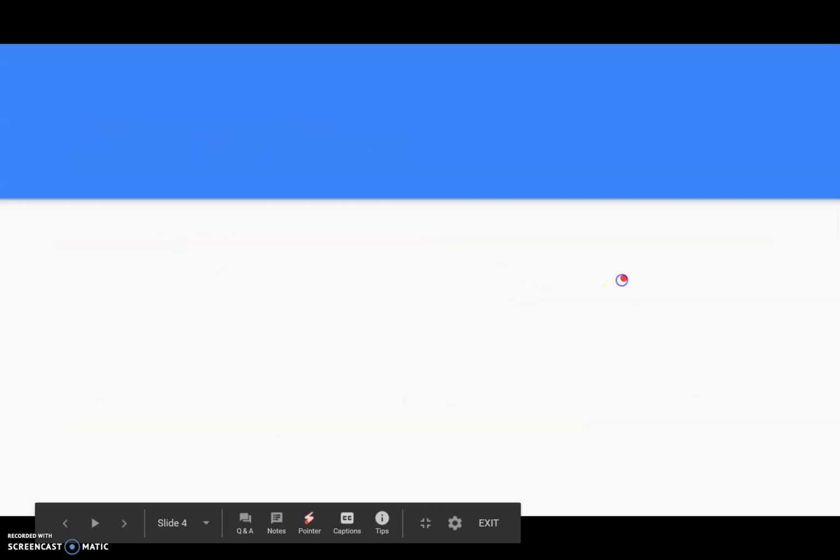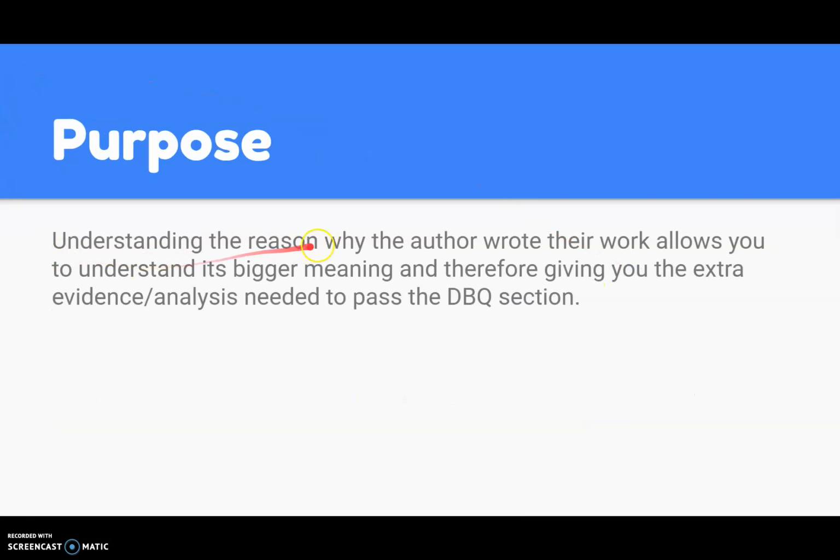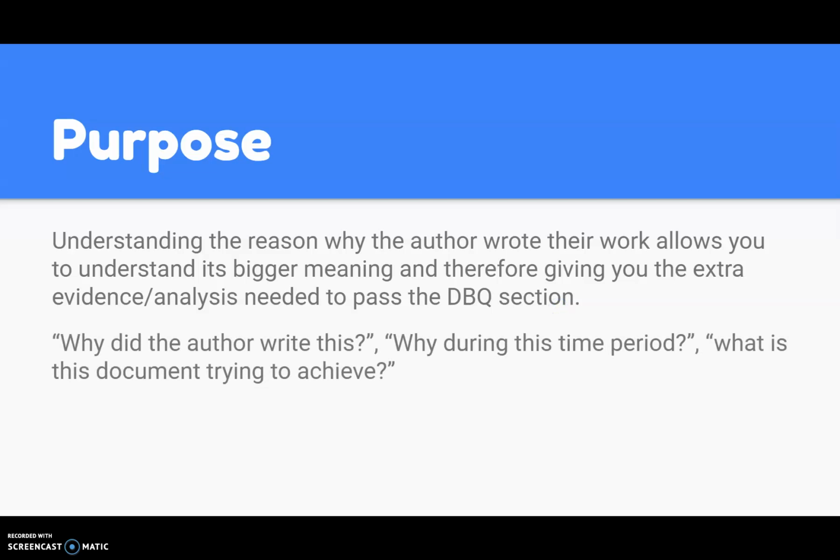All right, so now let's move forward into purpose. This means understanding the reason why the author wrote their work. Just like we just mentioned, it allows you to understand the bigger meaning, the theme, and it gives you extra analysis in order to pass the DBQ section. So you're going to ask yourself, why did the author write this? Why during this time period?